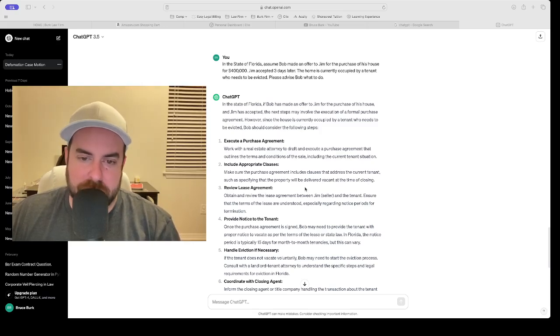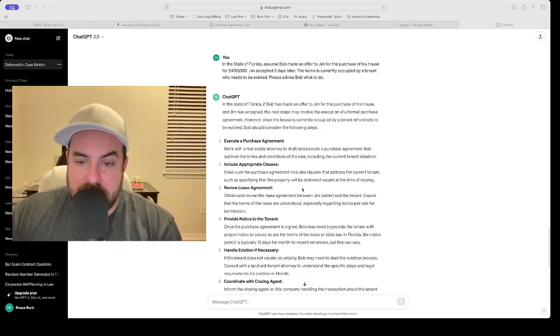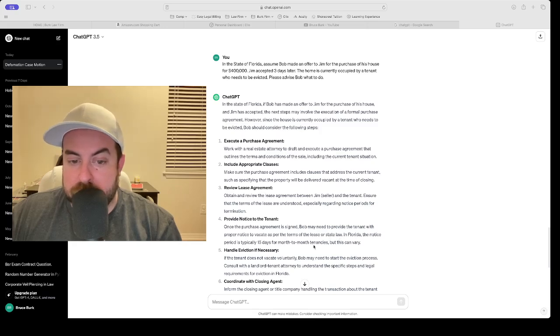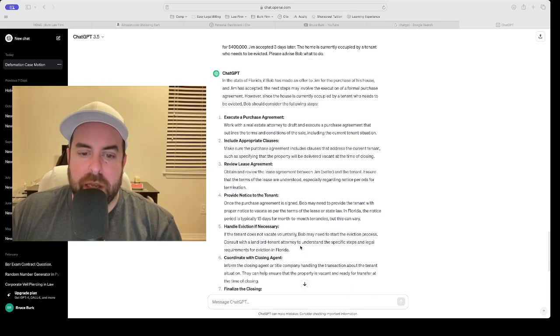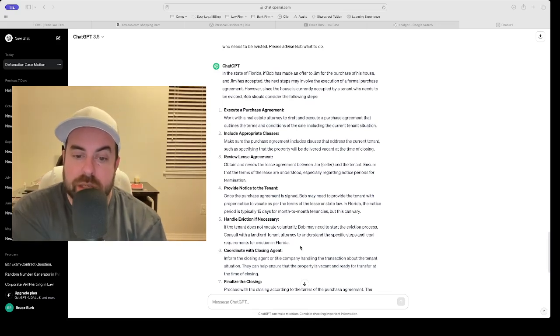Review lease agreement. Okay, well, I'll give a credit there. Yeah, you got to review the lease agreement. Provide notice to the tenant. In Florida, the notice period is 15 days. Okay, it's getting a little specific. I like that. Handle eviction if the tenant does not vacate voluntarily. Need to start the eviction process.